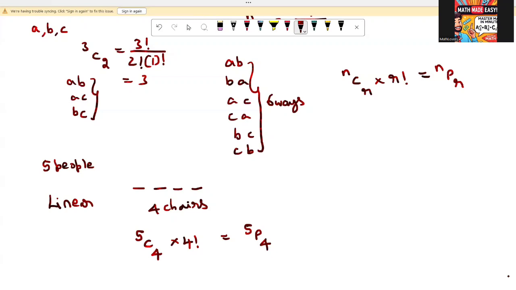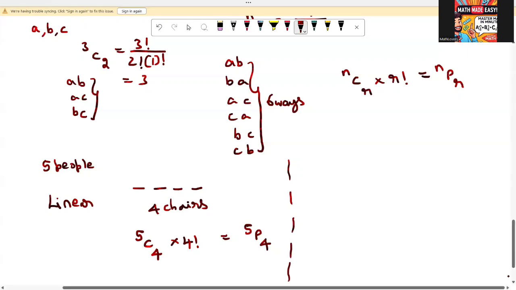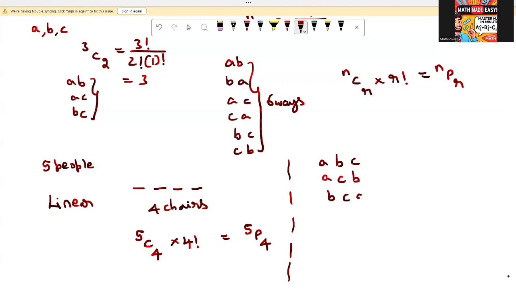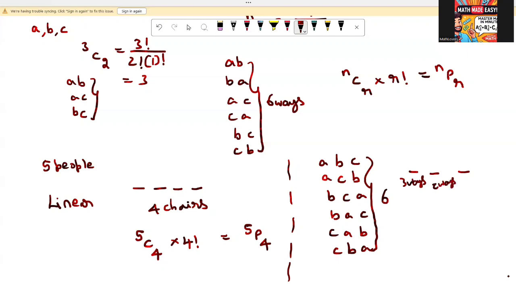So now let's talk about this ABC thing. If ABC are 3 people and they are going to be arranged, you can see ABC, ACB, BCA, BAC, CAB, CBA. So it makes it totally 6 possible arrangements. The reason is very simple: for the first seat to be occupied, there are 3 ways, because it can be occupied by A or B or C. For the second seat, there will be 2 possible ways. The last seat will be occupied in only 1 way. So 3 into 2 into 1 creates 6 ways.